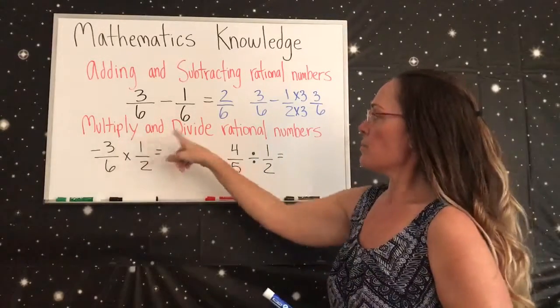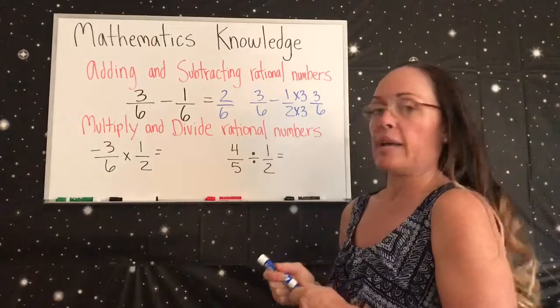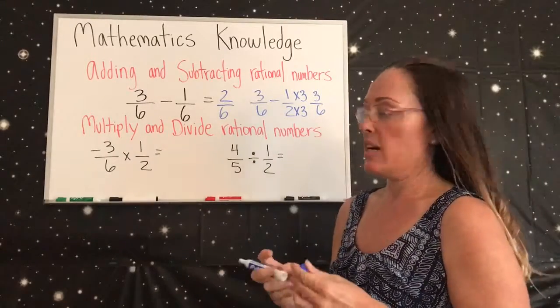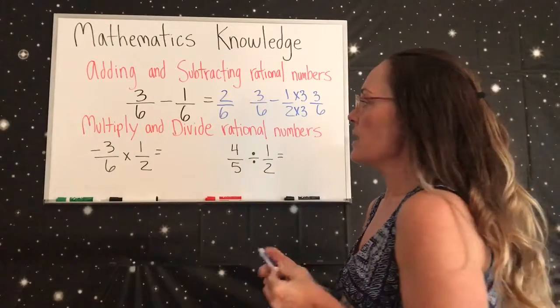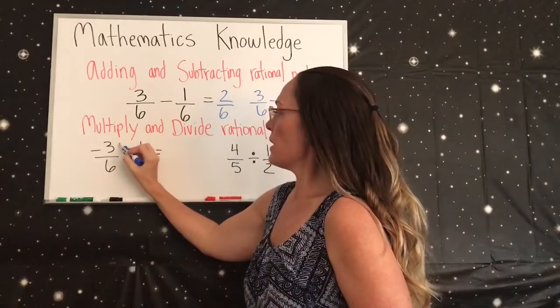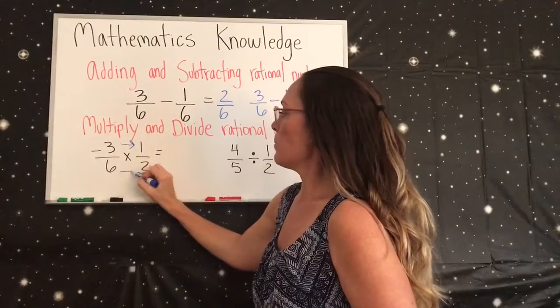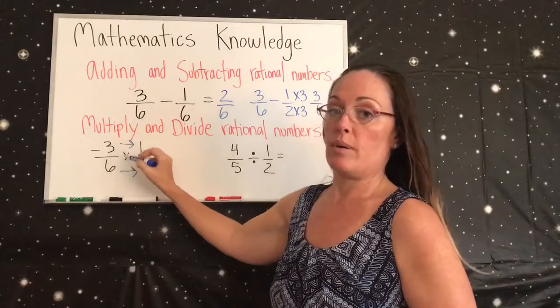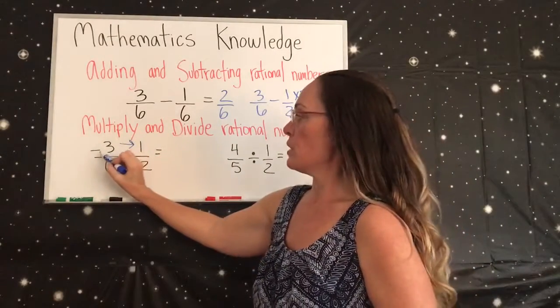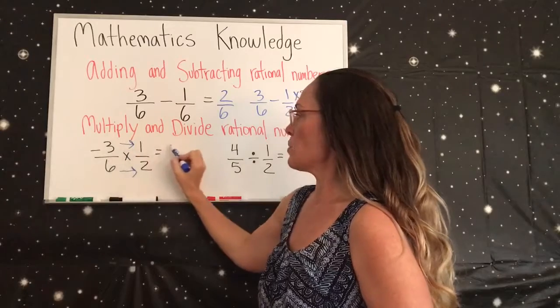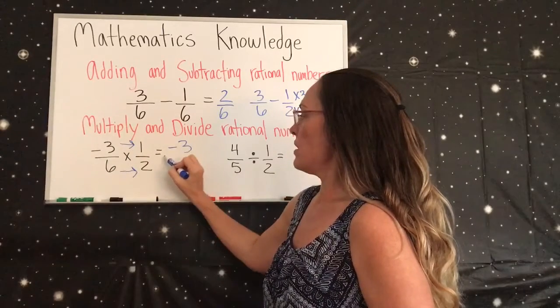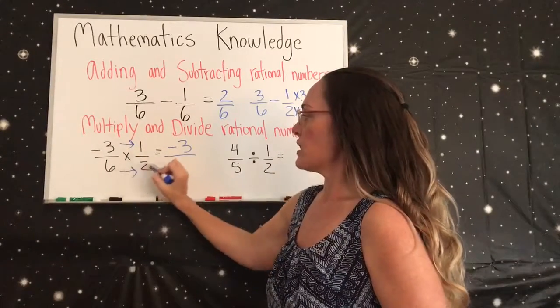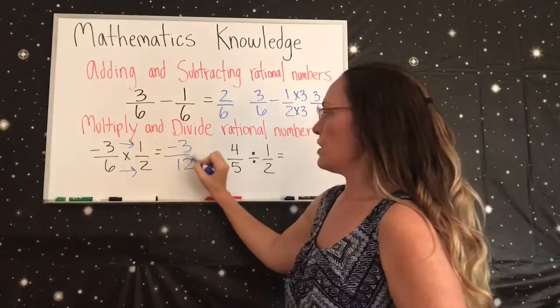So now we're going to multiply and divide rational numbers, and multiplying is actually the easiest thing, I think, for fractions, because you just multiply the top and bottom across. Now here I added a negative number, so you remember to keep it a negative if there's only one negative. So negative 3 times 1 is negative 3, and we're going to put that over 6 times 2, which is 12. So there's your answer.